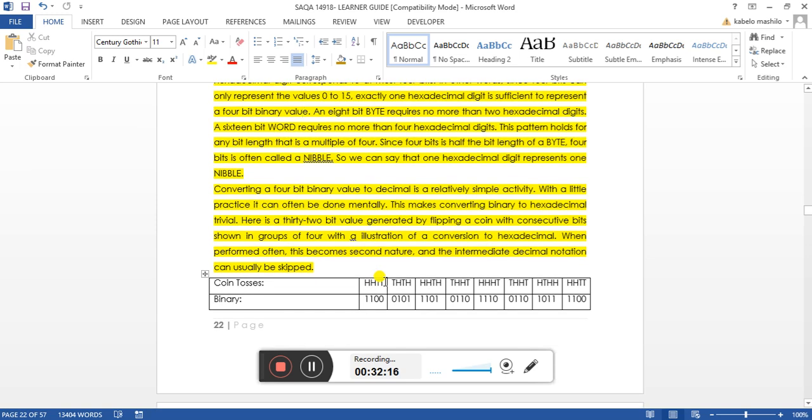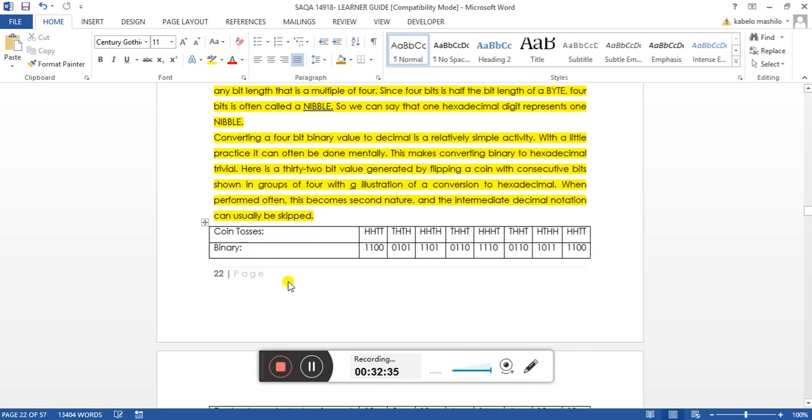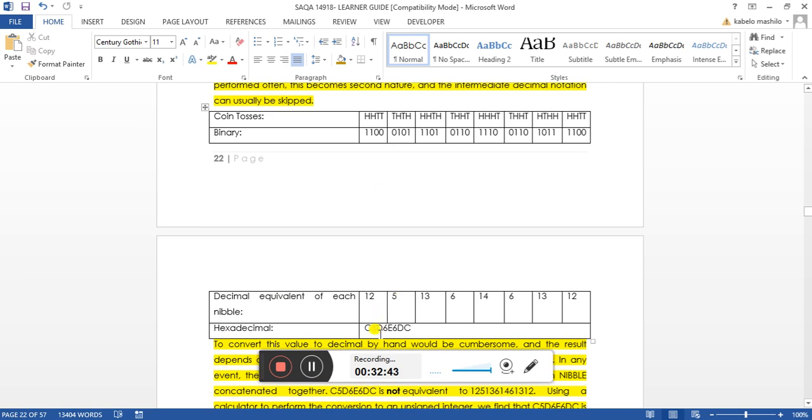So we've got HH, which we remember from our previous slide, and it represents 1 and 0. So it's 1 1. So HHTT, so it's 1100, and so forth. Coin tosses and binary. The decimal equivalent of each, when you add that, will give you a 12. And in hexadecimal, that's C, D, 6, E, C, D, C.